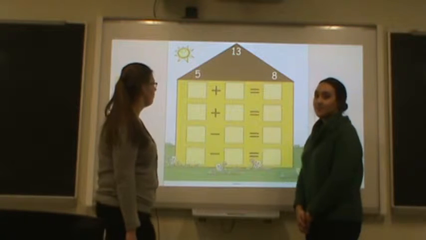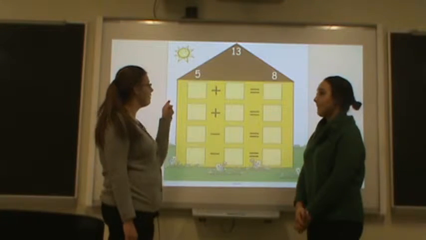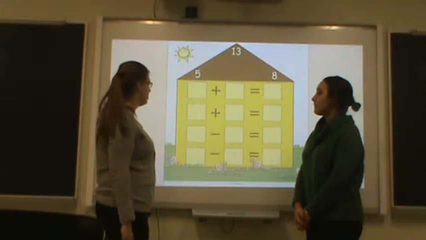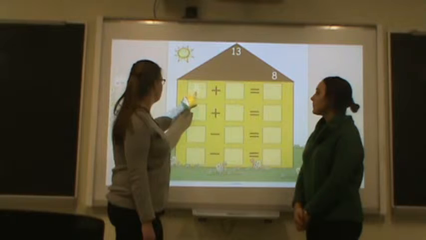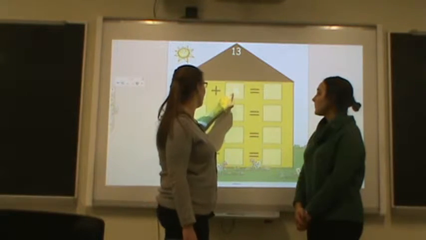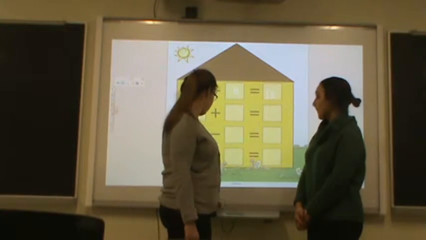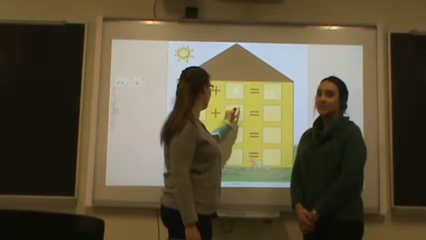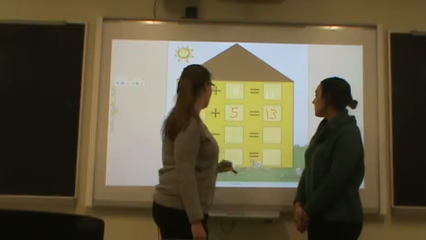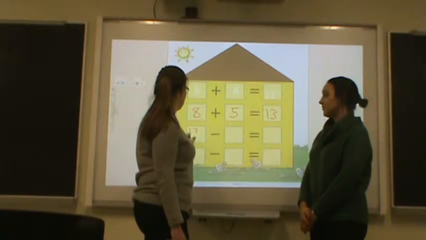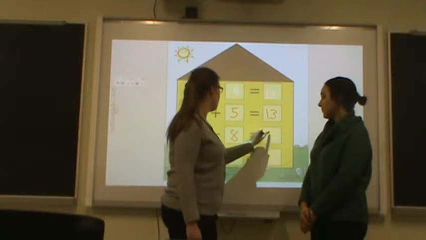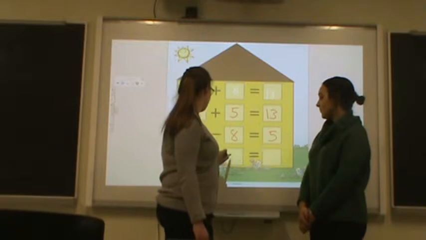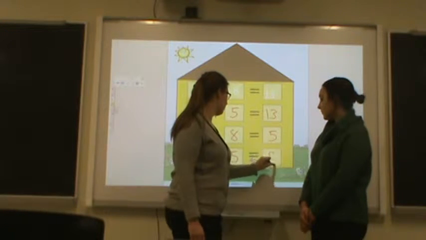And here's another example of fact family using the numbers 13, 5, and 8. And again, we would have the students come up to the board and drag the numbers to the right boxes. 5 plus 8 equals 13. 8 plus 5 equals 13. And then for subtraction, 13 minus 8 equals 5. And then finally, 13 minus 5 equals 8.